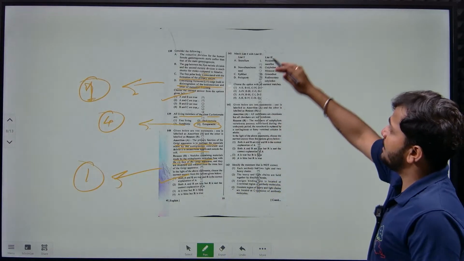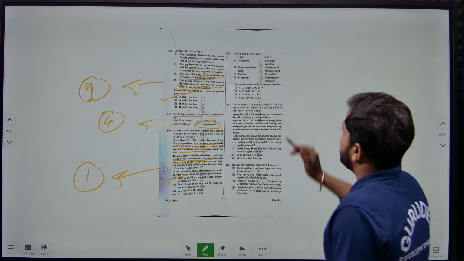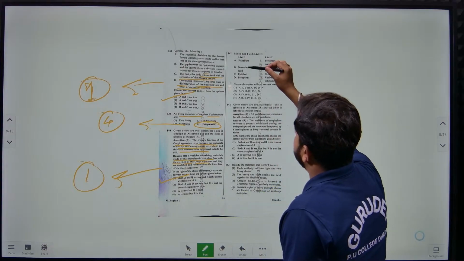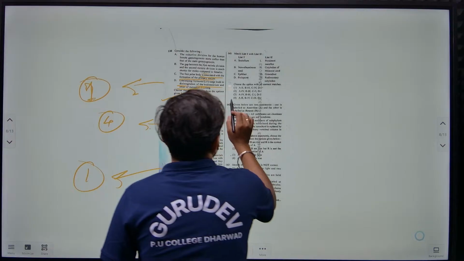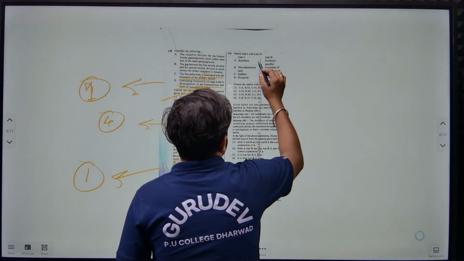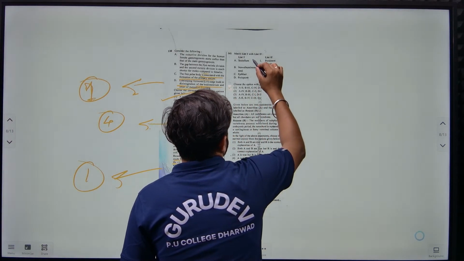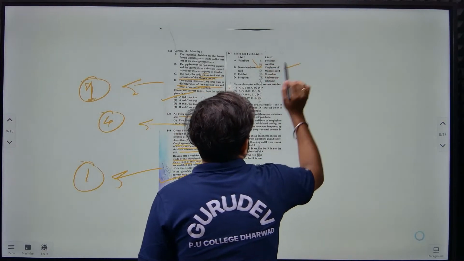Then again match the following. They have mentioned scutellum, non-albuminous seed, epiblast, and perisperm. So according to this, scutellum is related to the cotyledon of the monocot seed.